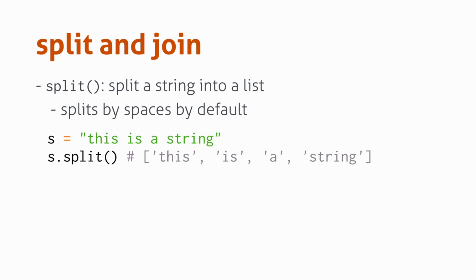For example, if we create this string and call .split on it without passing in an argument, then we get a list of words. So the first item is "this", the second item is "is", the third item is "a", and "string". Let's visualize another example on this string, leaders and best.